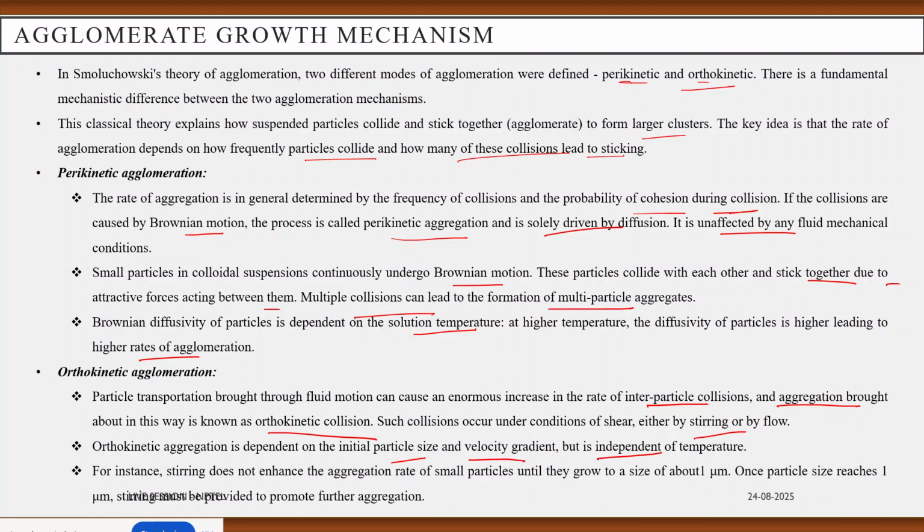For instance, stirring doesn't enhance the aggregation rate of the smaller particles until they grow to a size of 1 micrometer. Once the particle reaches that size, then more stirring will promote the aggregation. But always remember that very high shearing may also cause breakage of the agglomerates. So we need to maintain the shear rate for the orthokinetic agglomeration, which is a very important parameter.